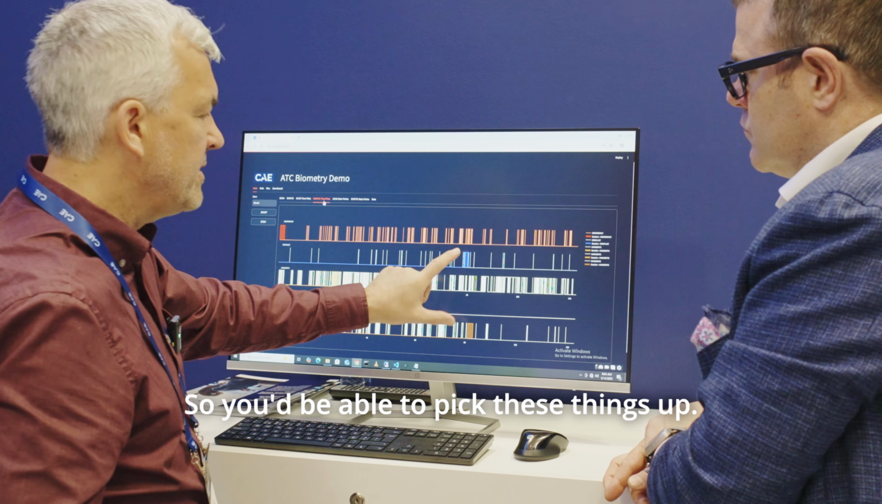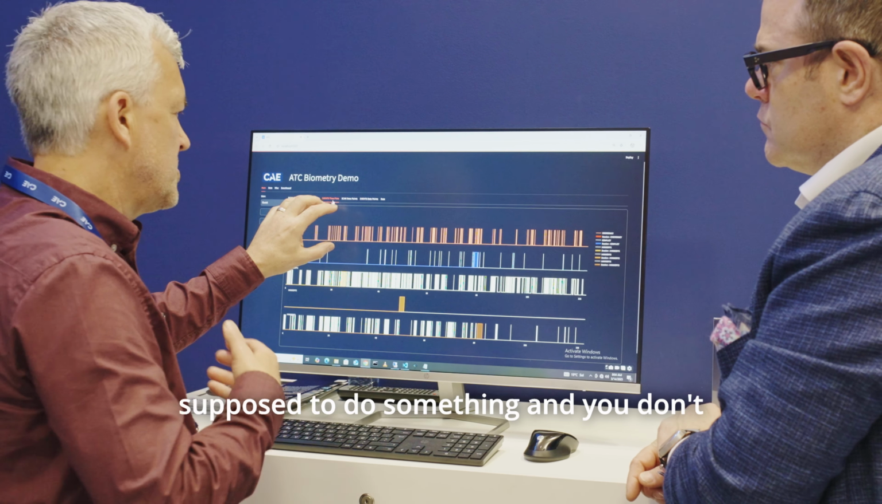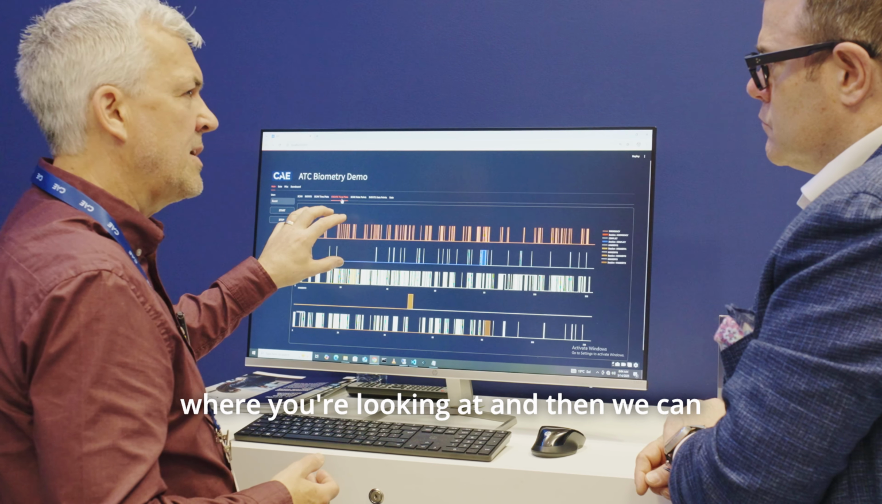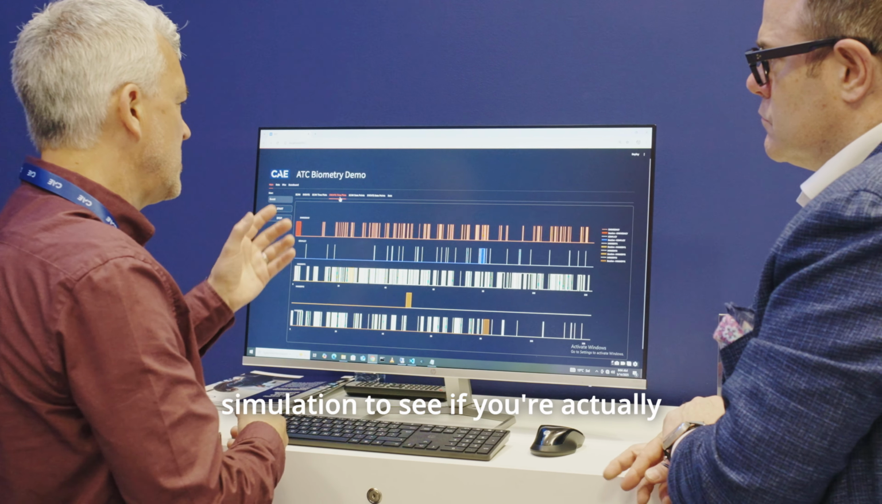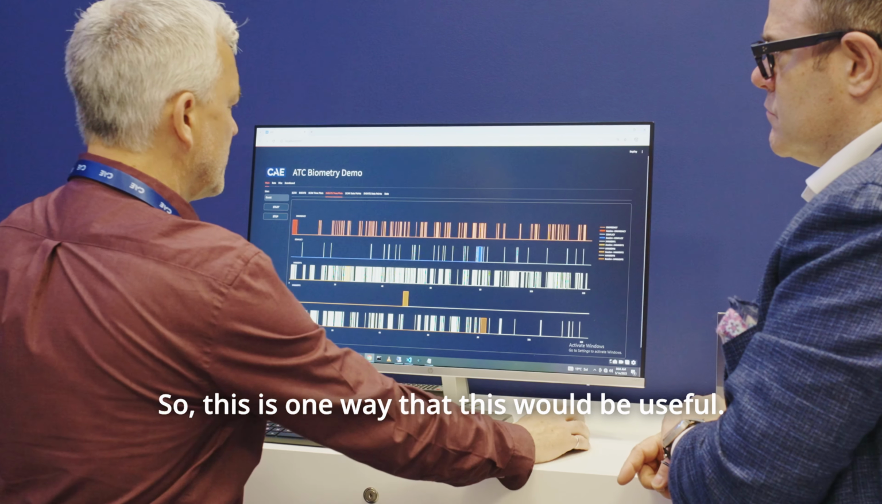So you'd be able to pick these things up. You would also be able to pick up if you're looking at a zone and you're supposed to do something and you don't do it, well, we'll know because we know where you're looking at, and then we can correlate with an actual training simulation to see if you're actually doing anything about it or not. So this is one way that this would be useful.